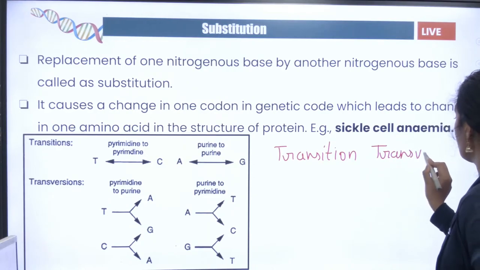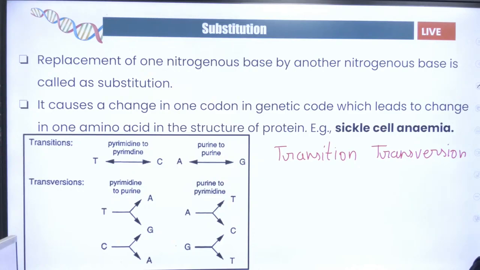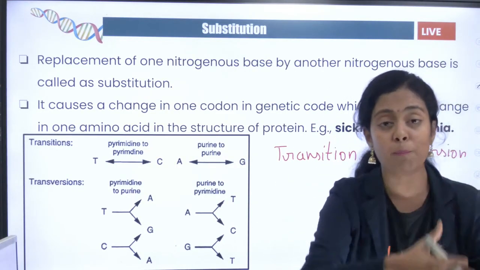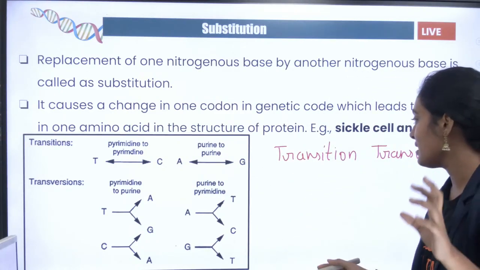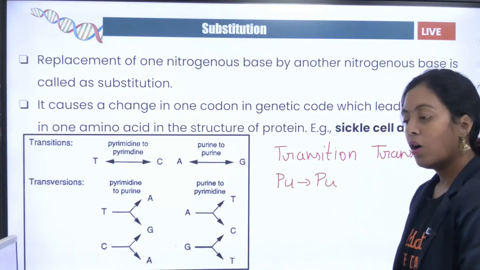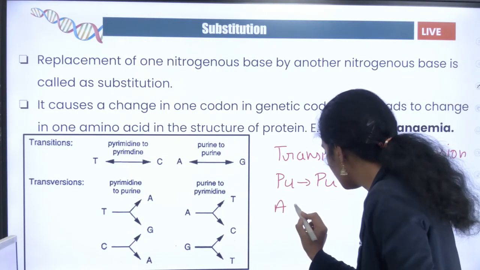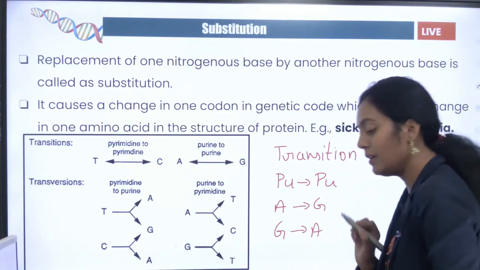Transition and transversion. Okay, so what is transition, students? When a purine is substituted by a purine, or a pyrimidine is substituted by a pyrimidine, that is called transition. Purine being substituted as purine. Okay, what are the two purines? Adenine being substituted as guanine, or guanine being substituted as adenine.